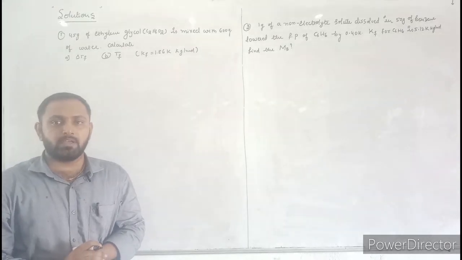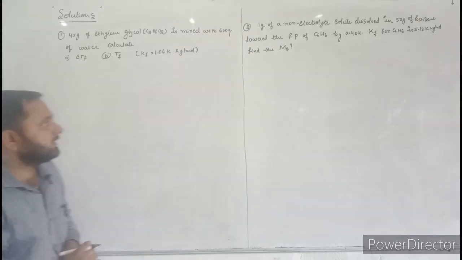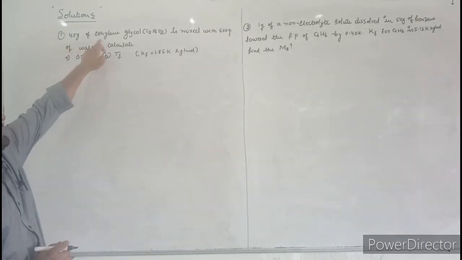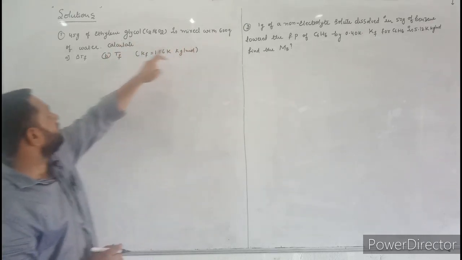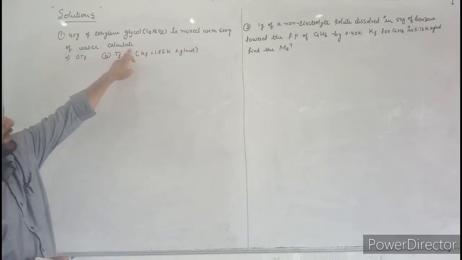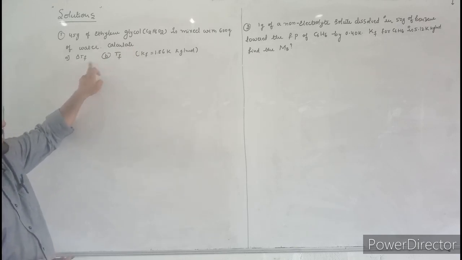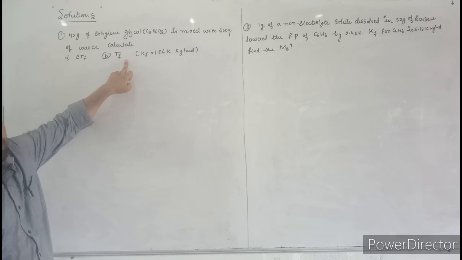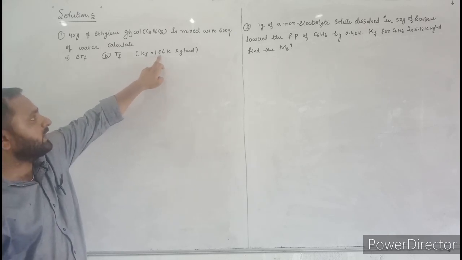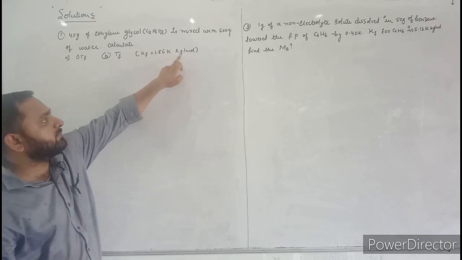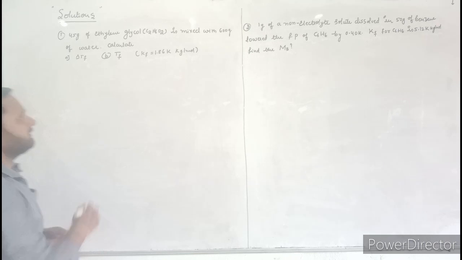Next, let us solve some numericals on the basis of depression in freezing point. The first question: 45 gram of ethylene glycol is mixed with 600 gram of water. Then calculate the depression in freezing point and also the freezing point of the solution. Here the Kf value is given: Kf value is 1.86 Kelvin kg per mole. Now to solve this question, first let us write the given data.